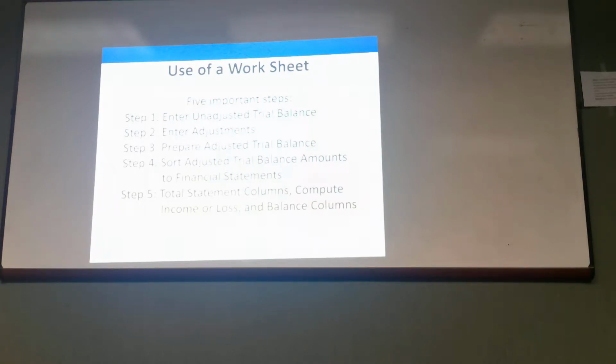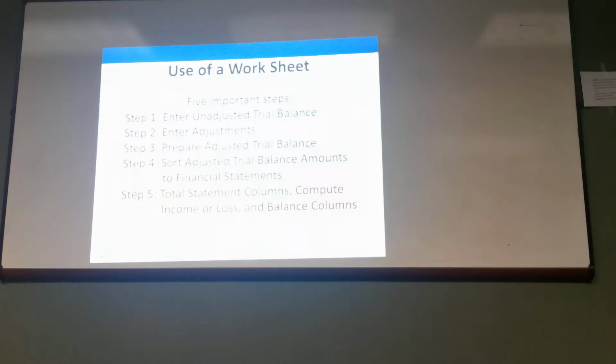So the adjustments happened in chapter 3. That's when we do the depreciation, or we properly allocate prepaids or unearned revenues and stuff like that. Step 4, sort adjusted trial balance amounts to financial statements. So they kind of have you break it down so that you can visually see what different accounts go to the balance sheet, which ones go to the income statement, and which one goes to the statement of owner's equity.